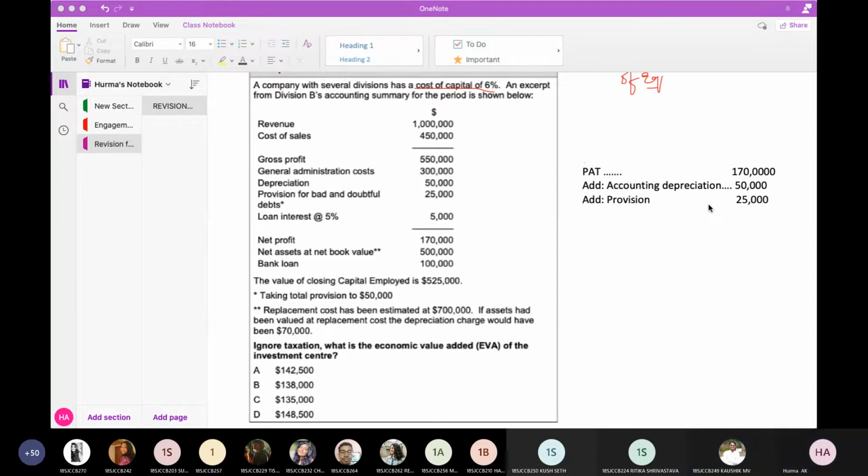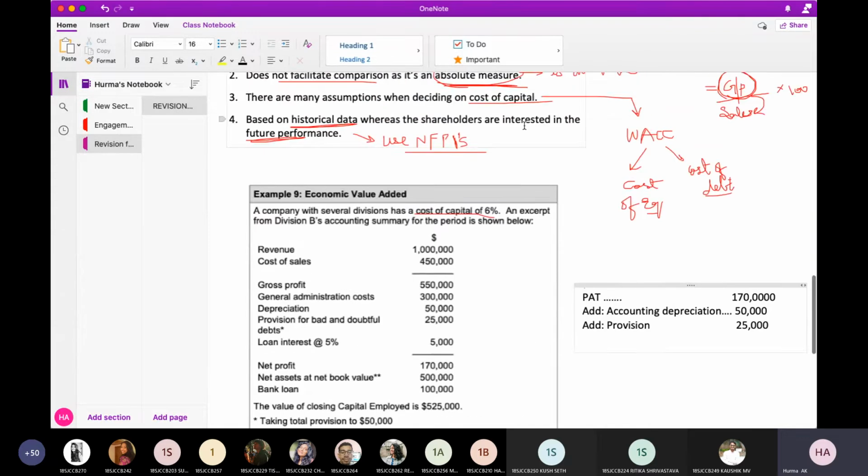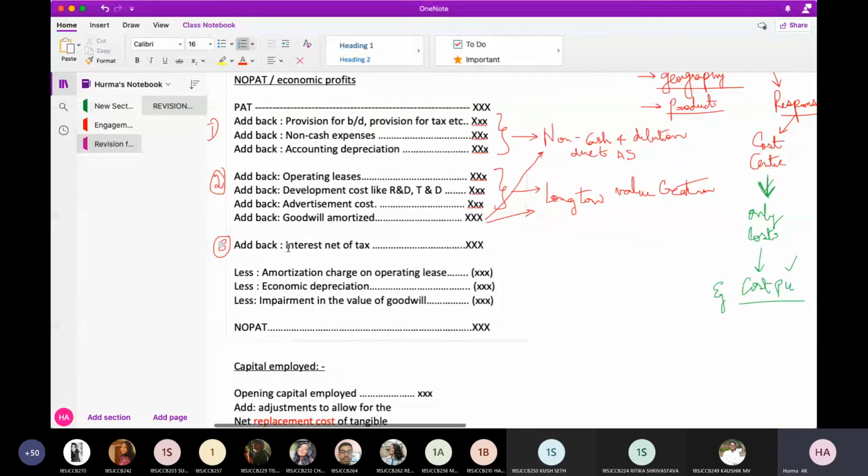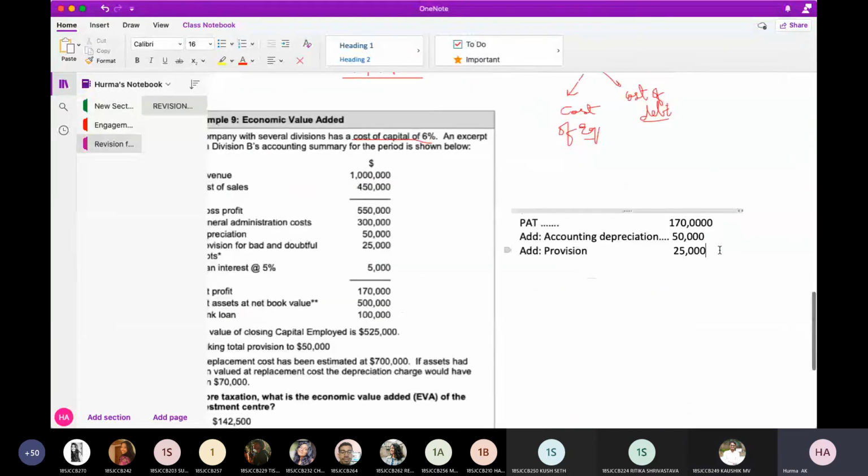Look properly. And replacement cost is also to be considered. That will come for capital employed. Have you not studied any adjustment for replacement cost for NOPAT, right? Remember, I was talking about replacement cost. Where did I talk about it? Here. Okay, come on, this part is there, no? In the question, interest net of tax. Yeah, 5,000. Correct. So we need to add that also. What is the value here? 5,000.